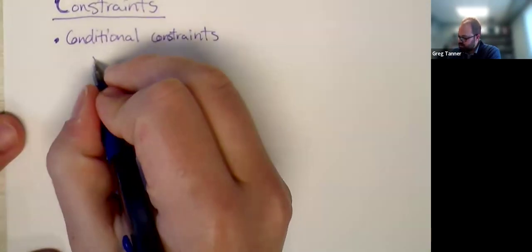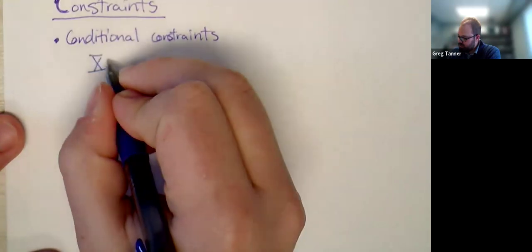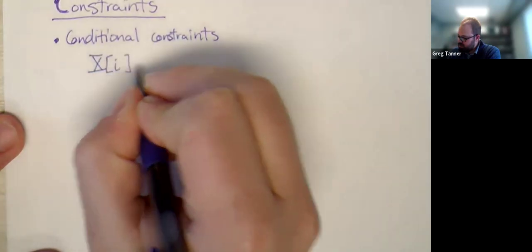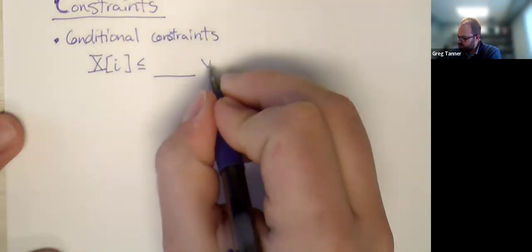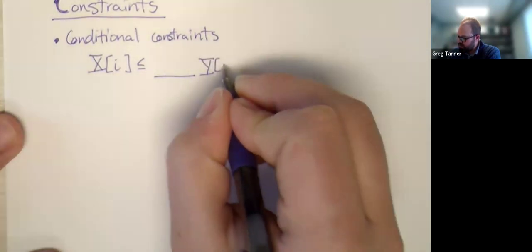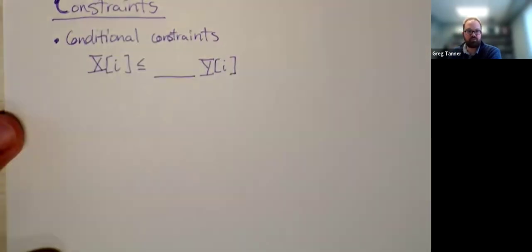And that is that xi should be less than or equal to, I'm going to leave a little blank here, yi. Okay, and now we want to think of, what's the most that we can do? What's the max of each oil that we could produce?